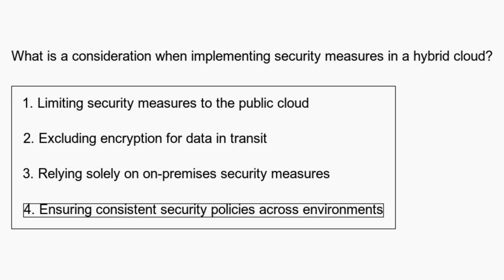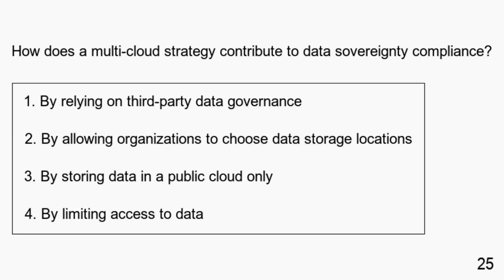Security measures in a hybrid cloud should ensure consistency across on-premises and cloud environments to maintain a unified and effective security posture. How does a multi-cloud strategy contribute to data sovereignty compliance? By relying on third-party data governance. By allowing organizations to choose data storage locations. By storing data in a public cloud only. By limiting access to data.